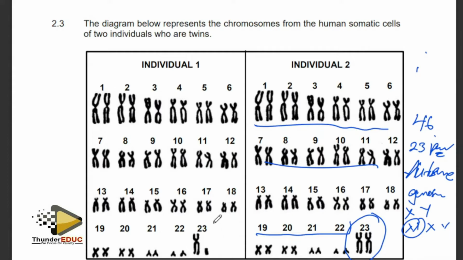The chromosomes here are not of the same size. I see here the same size and shape, while here they are the same size and shape. So it means that this is X and X, while this is X and Y. Remember, we say that X is longer than Y. That's why you find it happening like that.